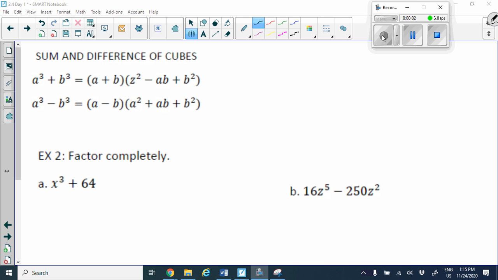Hey guys, so here's part 2 of the 2.4 Day 1 notes. We're continuing to factor polynomial expressions. We're now going to talk particularly about sums and differences of cubes.